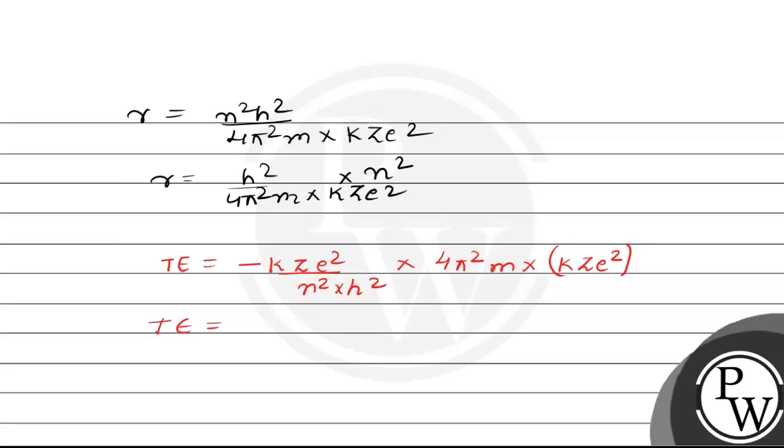nth ऑर्बिट में कितनी टोटल एनर्जी होगी उसकी वैल्यू मिल जाएगी. That is, minus k z square e raised to the power 4 pi square m upon n square h square. Now students, अब सिंपल हाइड्रोजन की केस में क्या होता है.